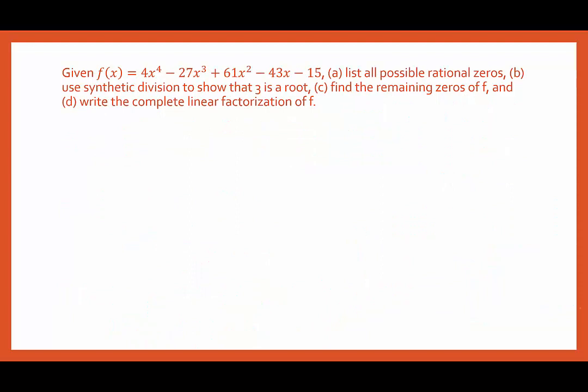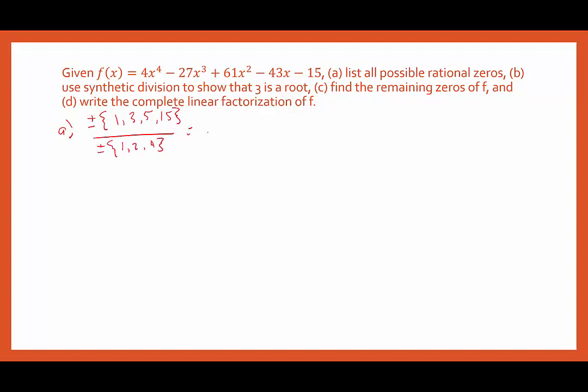In our last example, we're given f, and we're going to do the same thing. So first, listing those possible rational zeros. That would be plus or minus the factors of negative 15, which would be 1, 3, 5, and 15. And dividing those by the factors of 4, 1, 2, and 4.